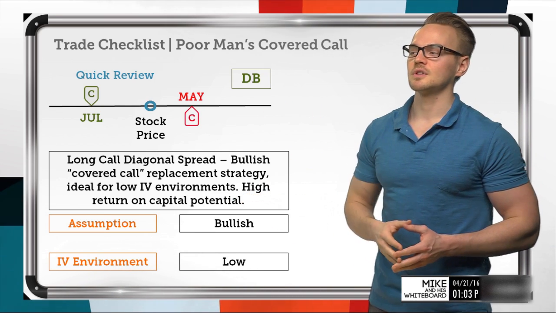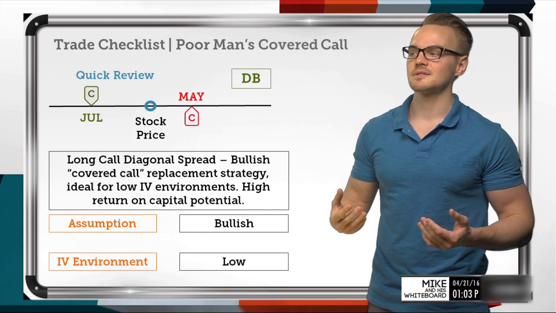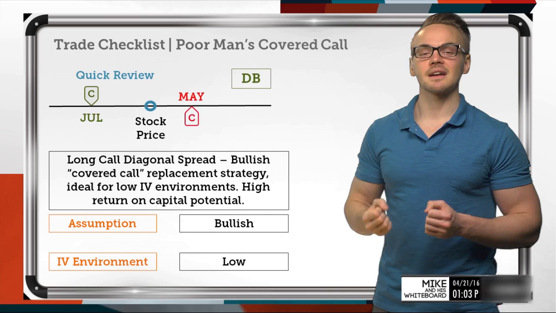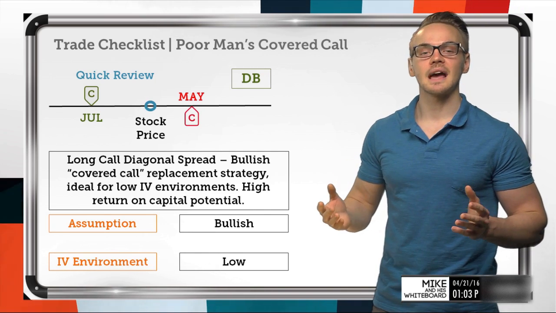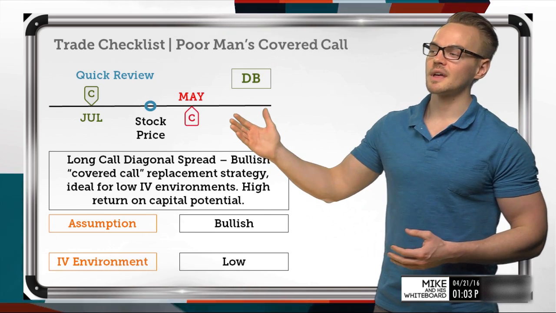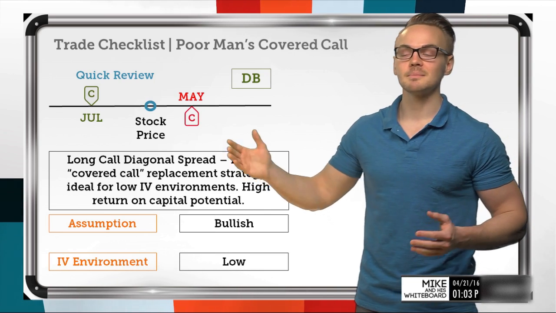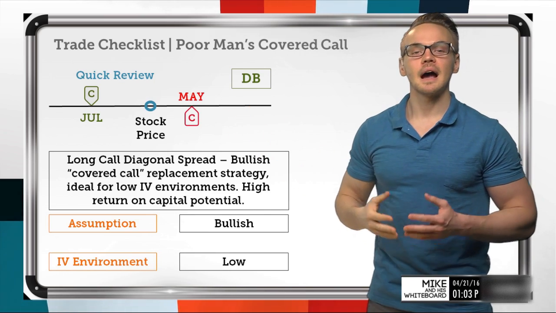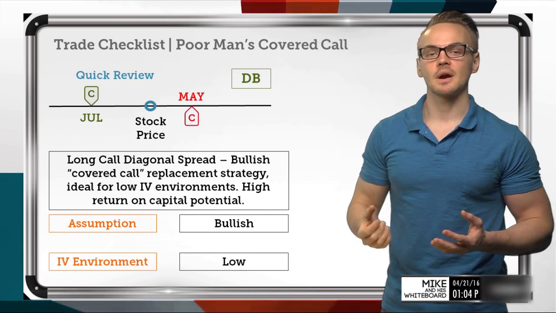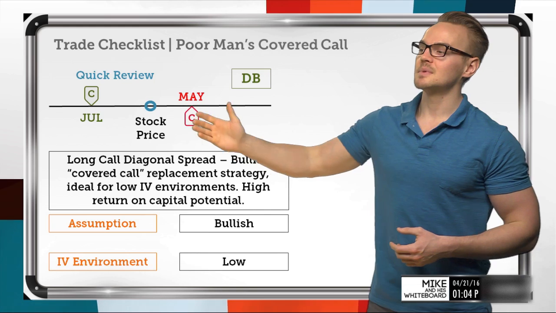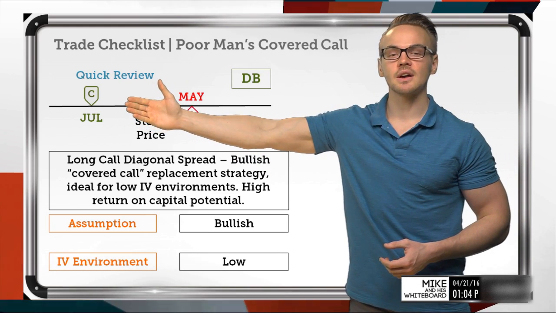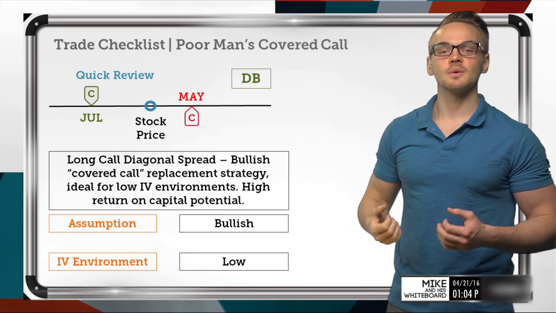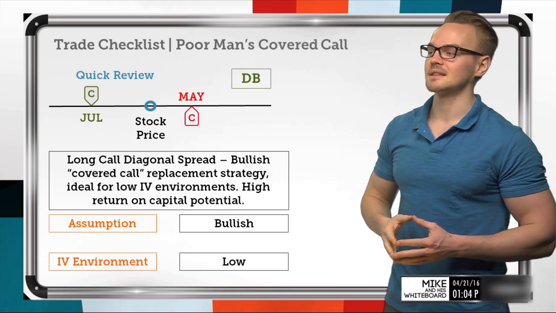Again, it is ideal for low IV environments, and that's because of the fact that we're going to have long vega exposure. Volatility is going to impact longer dated options, or options that have longer days till expiration, much more than shorter dated options. So because I'm buying the longer dated option in July and I'm selling the option in May, I'm going to have a long vega exposure. I want implied volatility to increase because it would increase the value of my July call much more than we would see the loss on that May call that we're selling. So we want implied volatility to increase in this scenario.